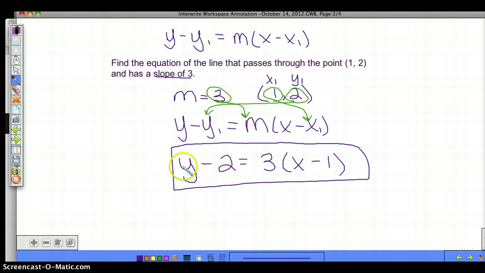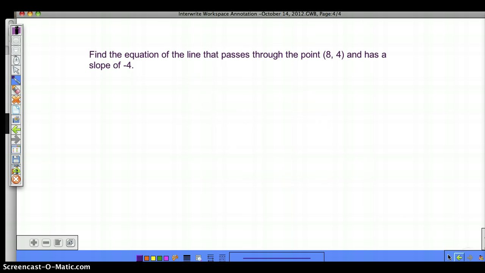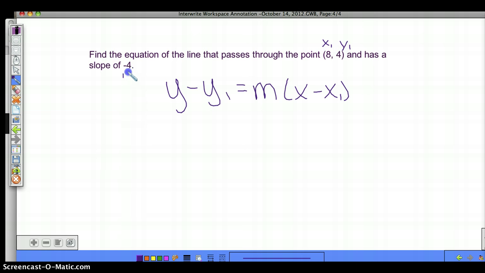Now we can also use this form to rewrite our equation and make it slope-intercept form, and I'm going to show you an example of that really quick. Find the equation of the line that passes through the point (8, 4) and has a slope of negative 4. So I'm going to rewrite point-slope form for us. 8 is our x1, 4 is our y1, and our slope is negative 4. So I'm going to rewrite this as y minus 4 equals negative 4 times x minus 8.